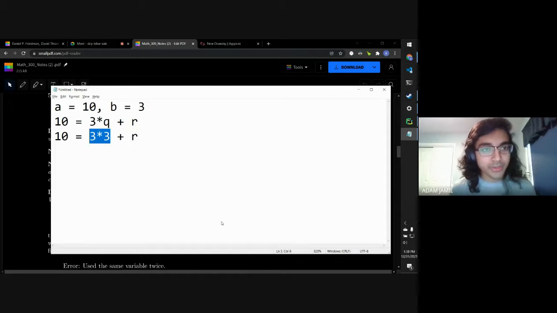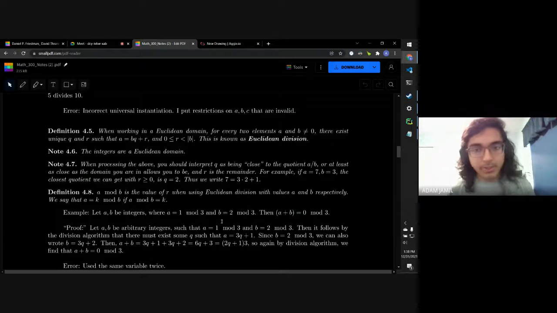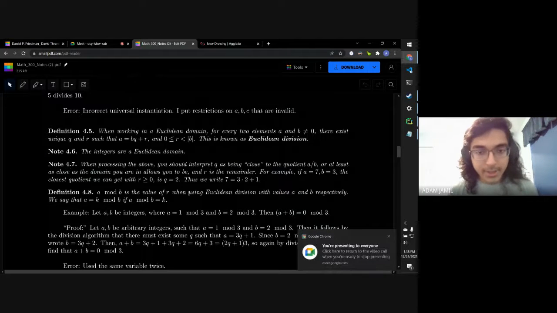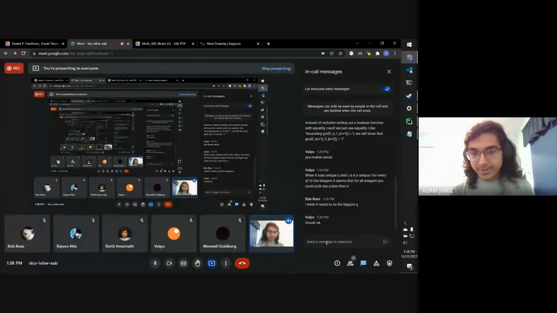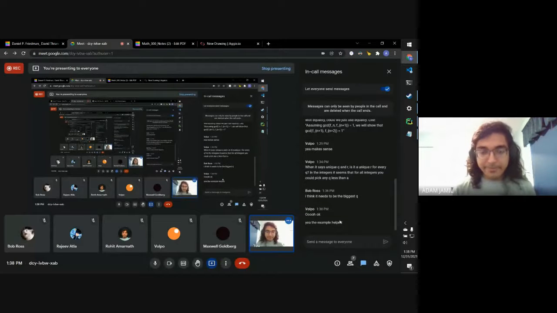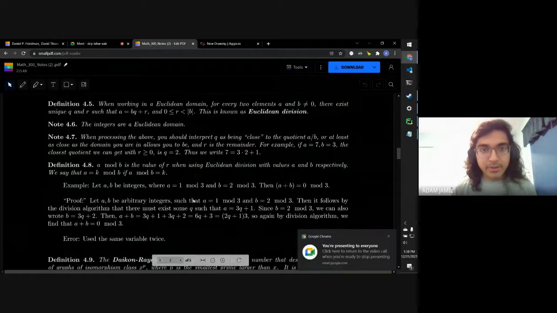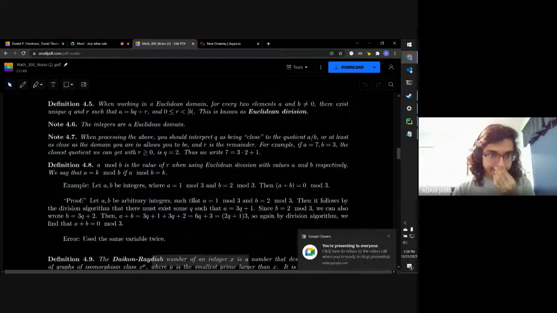So now let's try Q equals 3. Well, now this is 9. So now R is 1. But if I make Q a little bit larger by mistake, then R would have to be negative. So now I've made it too big. So you can see the sketch of the proof that the integers are a Euclidean domain. Okay, I hope that makes sense. Yeah, cool. And maybe I'll include the example in the notes for next time.